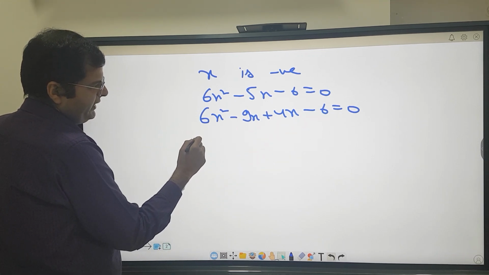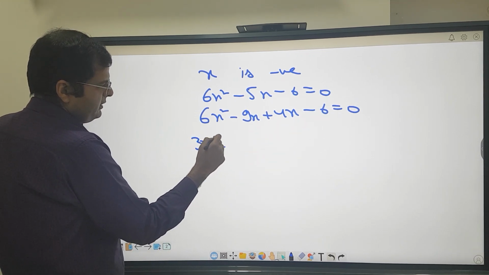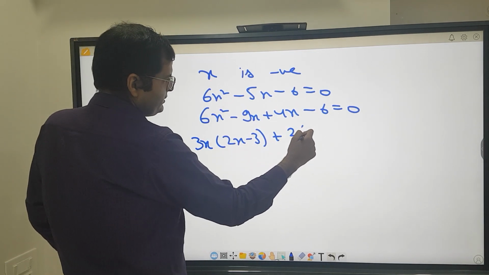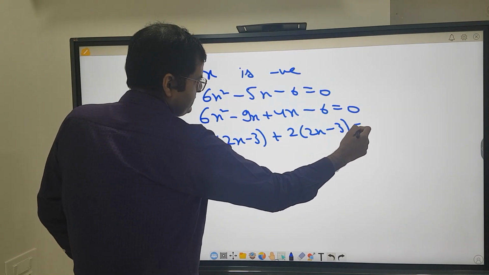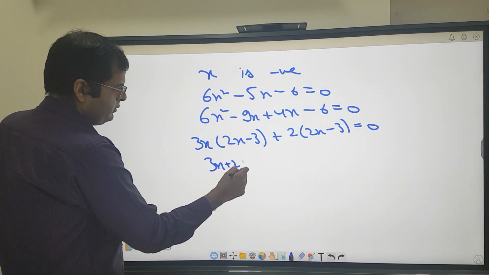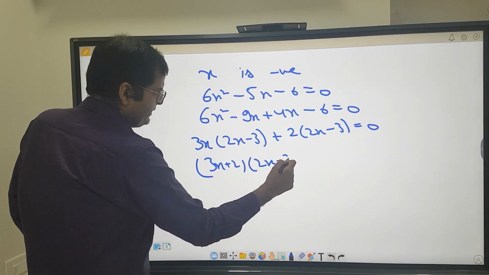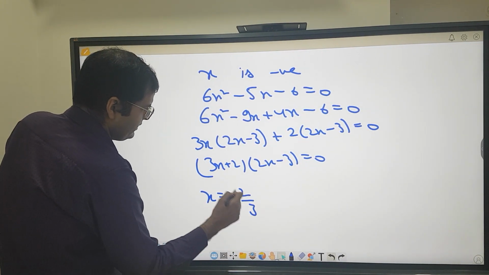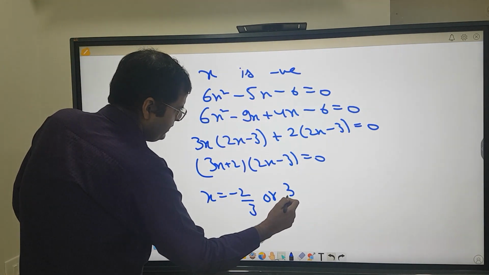So over here I'll take 3x as common, so this becomes 2x minus 3. Over here I take 2 as common, so again it becomes 2x minus 3. So this becomes 3x plus 2 times 2x minus 3 is equal to 0. So from here I get x is equal to minus 2 by 3 or 3 by 2.